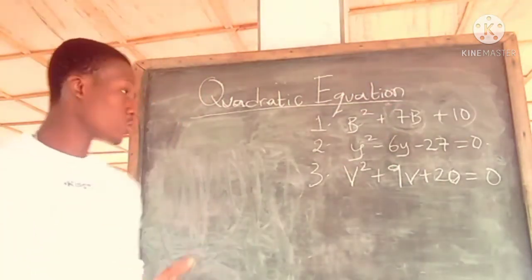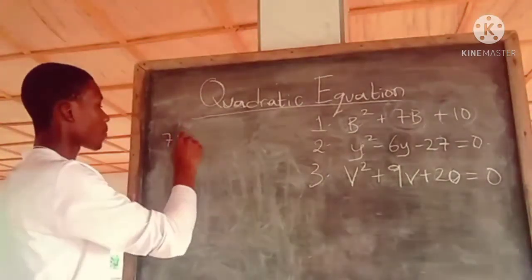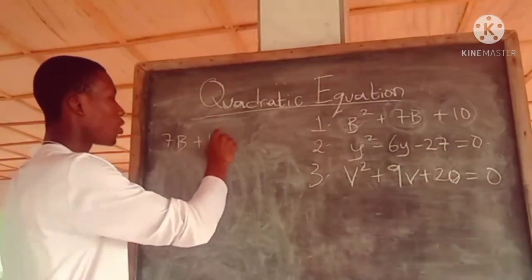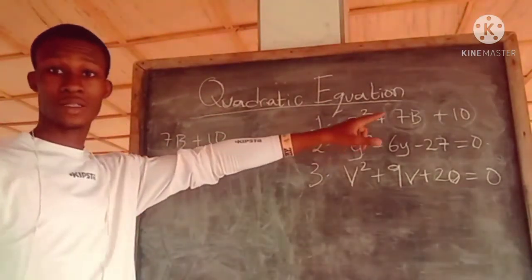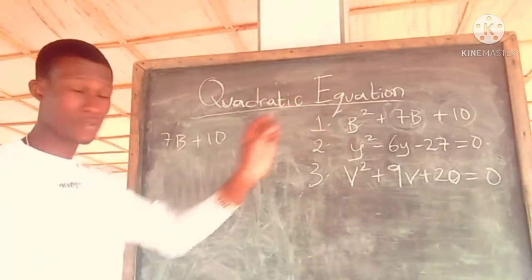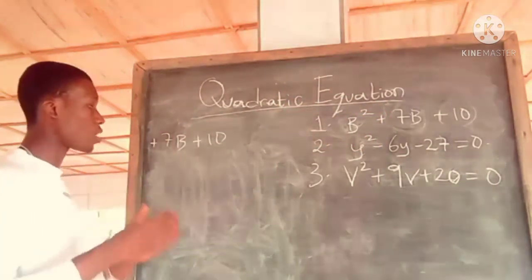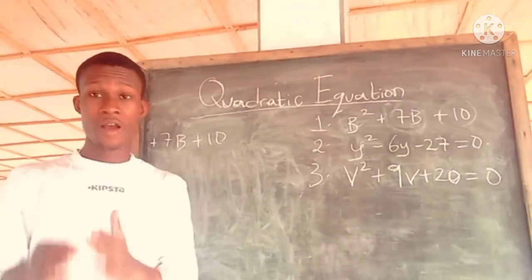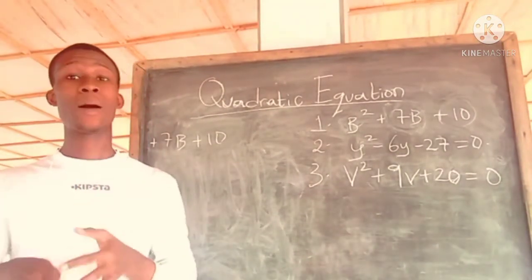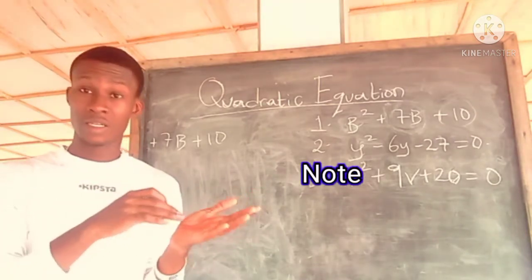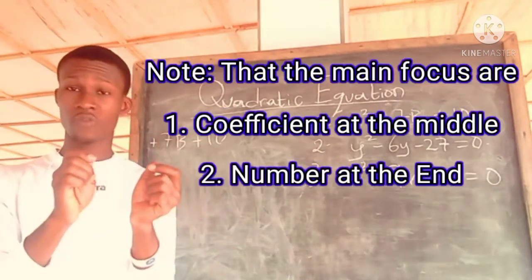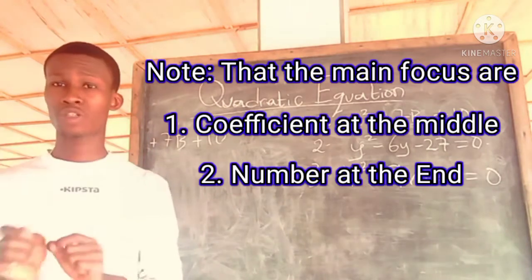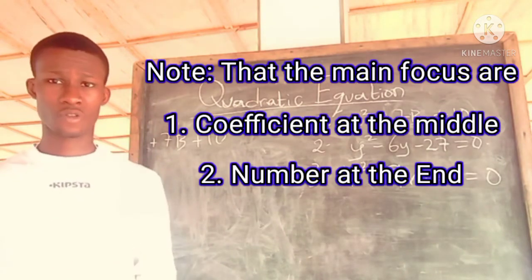So the one at the middle is what? 7b, and the one at the end is what? Plus 10. We shouldn't forget that this 7b is carrying a positive sign in front of it. So we can as well place it in front of 7. Even if we don't place it in front of 7, as far as it is a positive number, it is still fine. Except maybe it has a negative sign in front of it, then that's when it's necessary to make sure that the negative sign stays in front of that number.